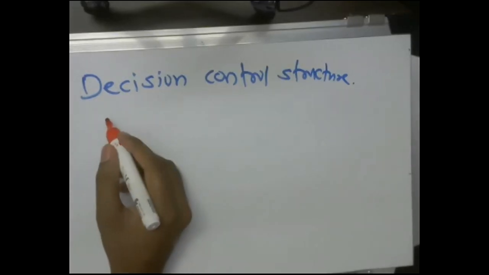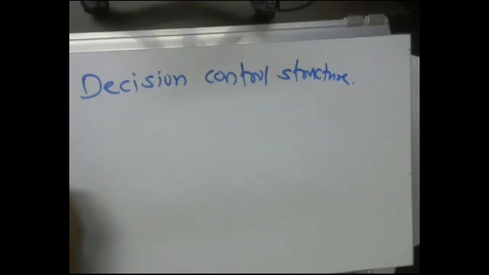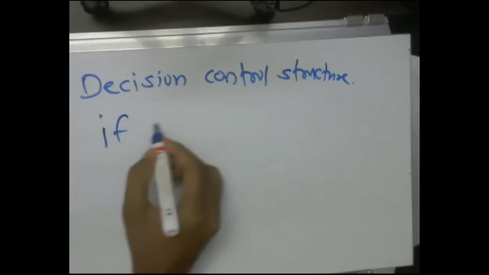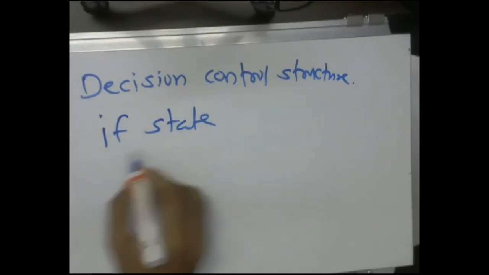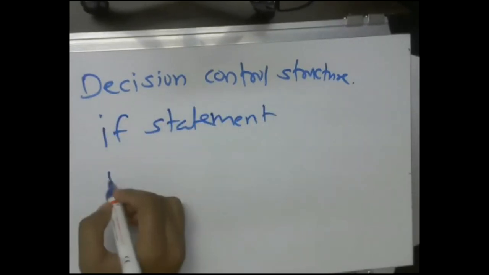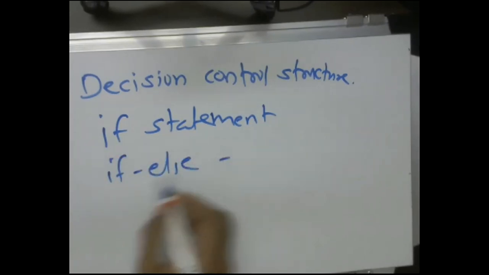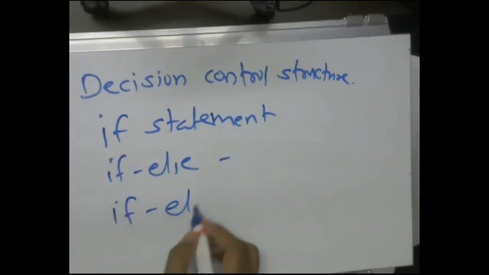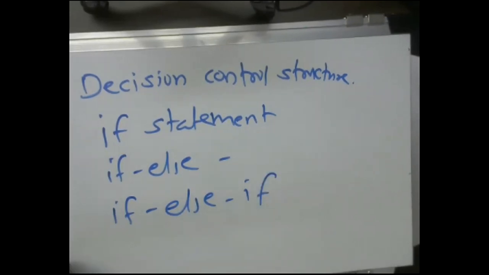Yes, sir. Okay. So in the decision control structure of C++, the very first one is the if statement. The second one is the if else statement, and after that the if else if statement. We'll see one by one how the if statement works.